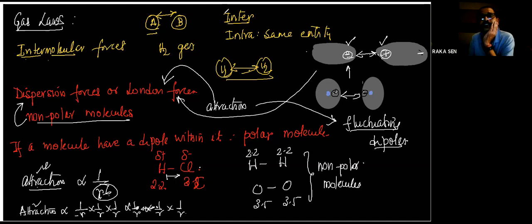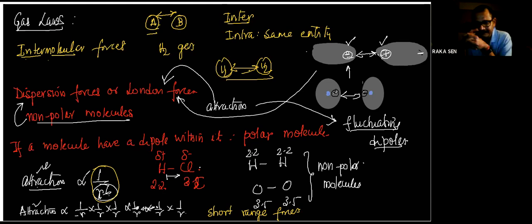So these forces are therefore called short range forces, and vary as 1 by r to the power 6. So this is what is called dispersion forces or London forces.